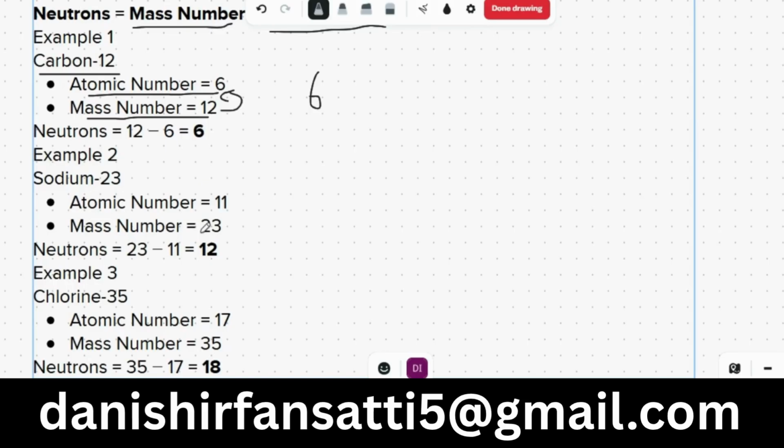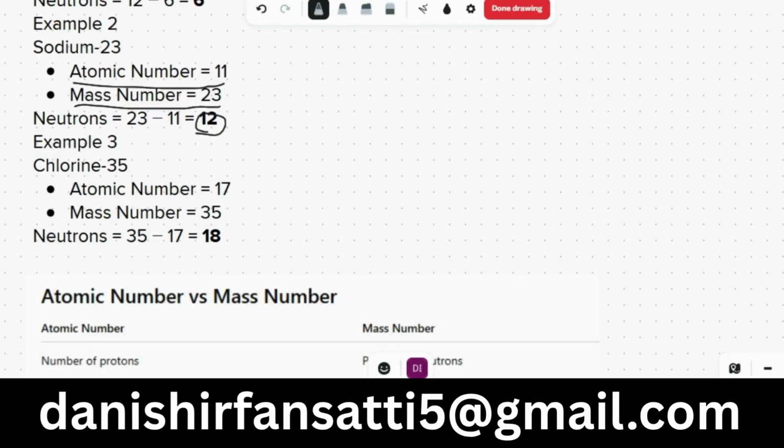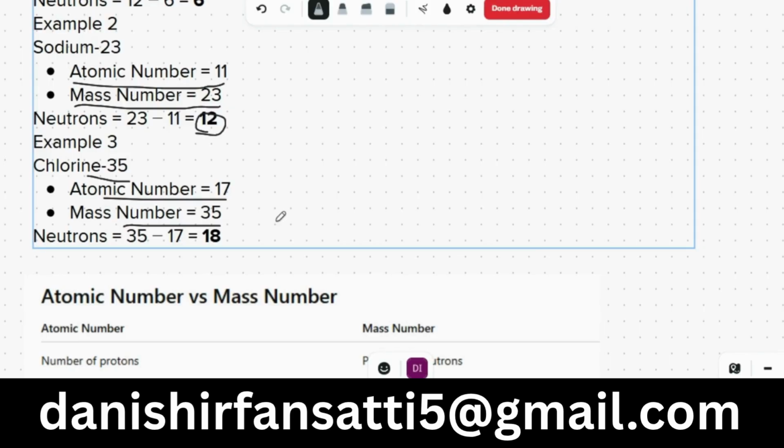Now the second example, sodium-23. Sodium-23 means that it has a mass number of 23, and we know from the periodic table that the atomic number of sodium is always 11. So neutrons are simply 23 minus 11. That will give us 12. In the third example, chlorine-35, the mass number is 35. And from the periodic table, we see that the atomic number of chlorine is 17. So neutrons are simply 35 minus 17, that will give us 18.